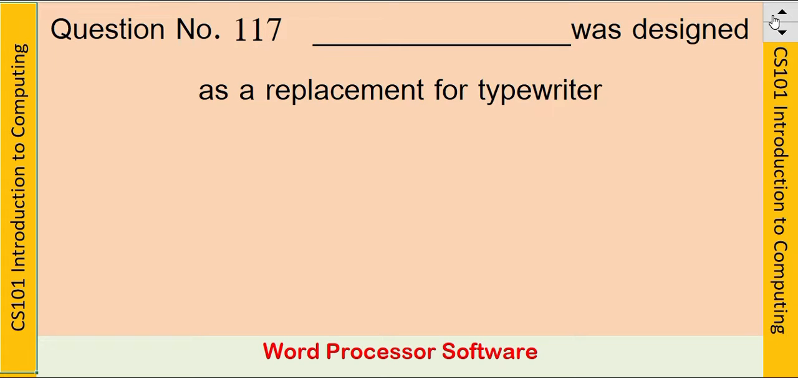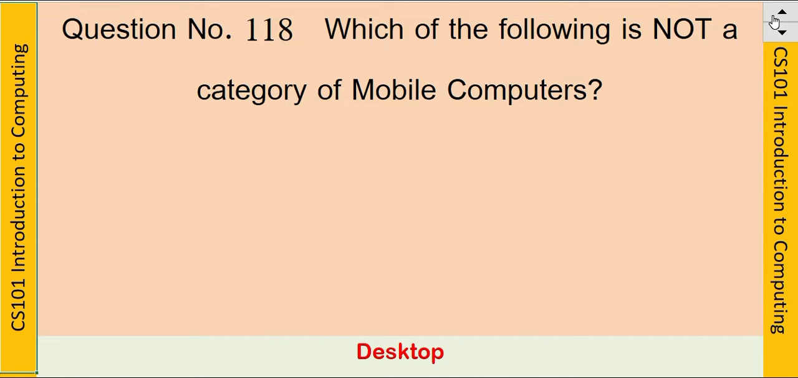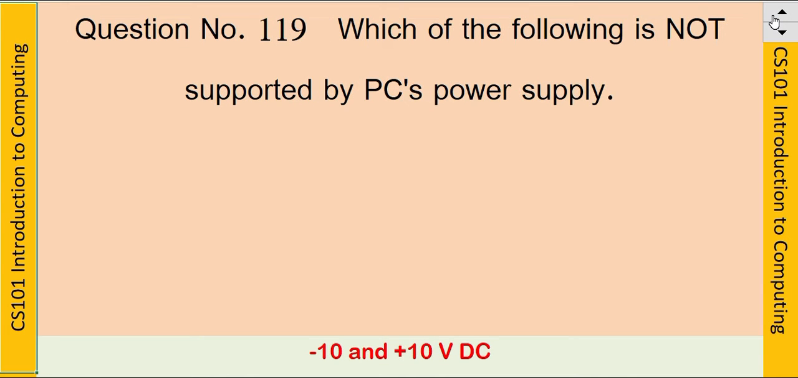Word processor software was designed as a replacement for typewriter. Which of the following is not a category of mobile computers? Desktop. Which of the following is not supported by PC's power supply? -10 and plus 10 volt DC.